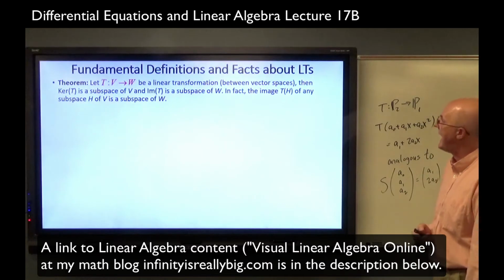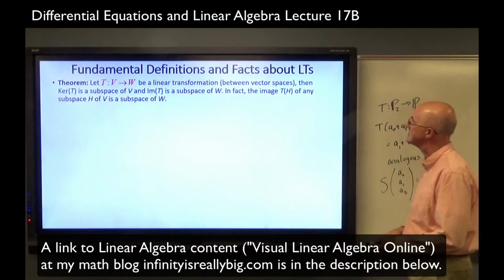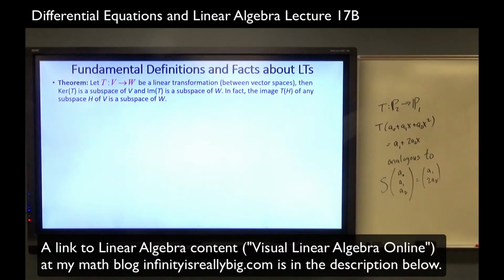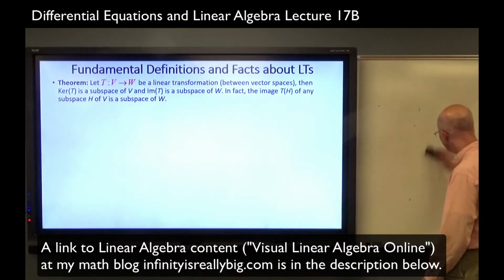Fundamental definitions and facts. If T from V to W is a linear transformation, let's assume that V and W are vector spaces when I write that. Then the kernel of T is a subspace of V, and the image of T is a subspace of W. In fact, with the second one, you can say the image T of H of any subspace H of V is a subspace of W. That's a mouthful to try to think of all at once here.